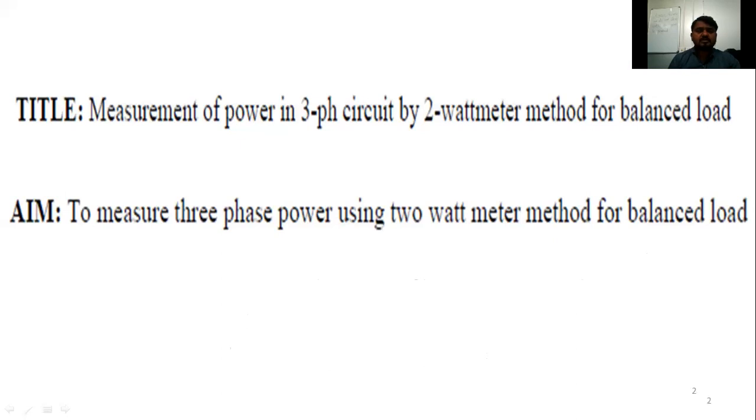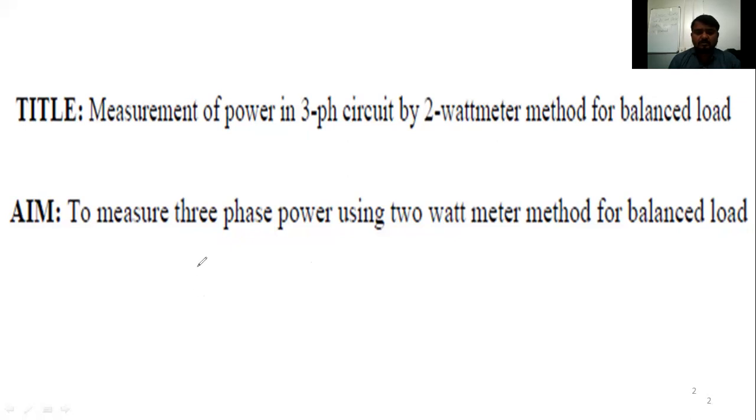And the next experiment is the measurement of power in a three-phase circuit by the 2 wattmeter method for balanced load. For the three-phase circuit, it may be a star load or a delta load. Three-phase means each phase has one load. It may be resistive, inductive, or a combination of resistive and inductive load. If the load distributed to all three phases is the same, then that is called a balanced load.